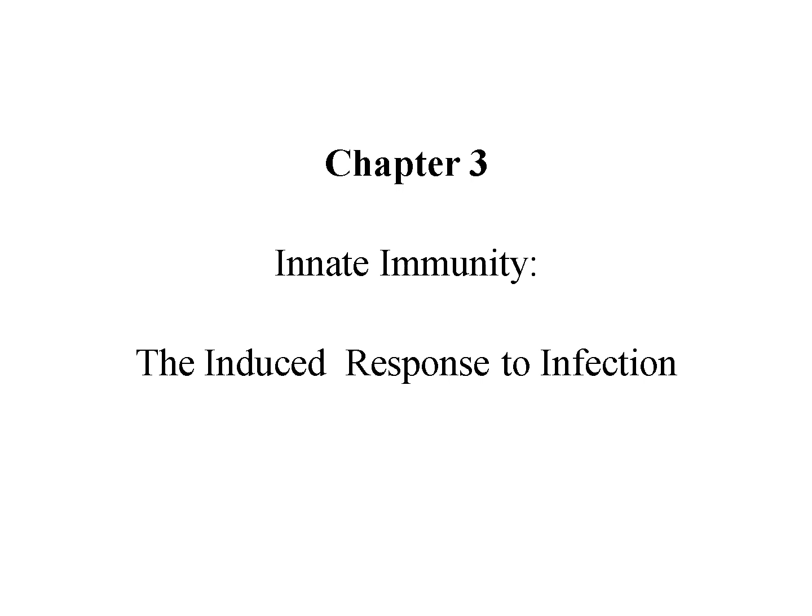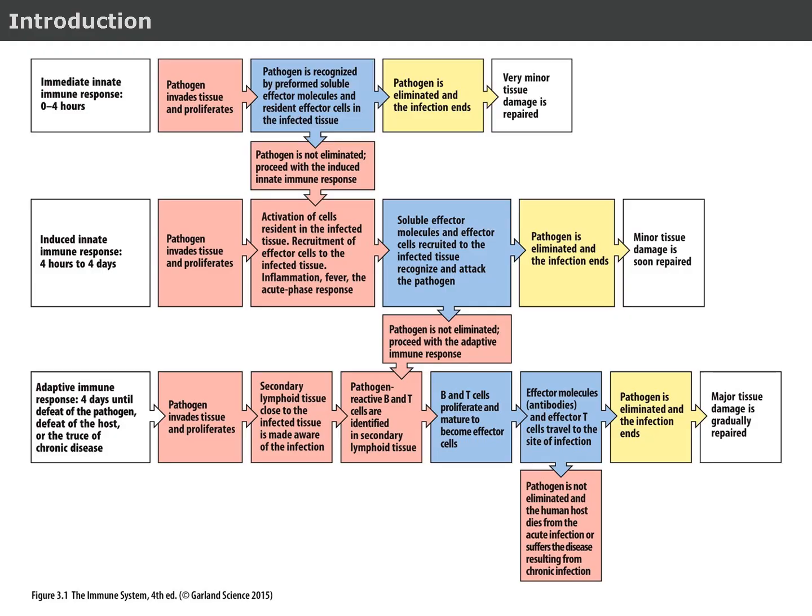Chapter 3: Innate Immunity. The induced response to infection. This flowchart summarizes the stepwise progression of the immune system's response to infection, beginning with the innate immune system and transitioning to the adaptive immune response if the pathogen persists.